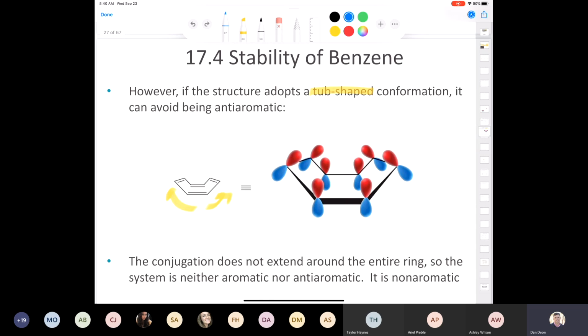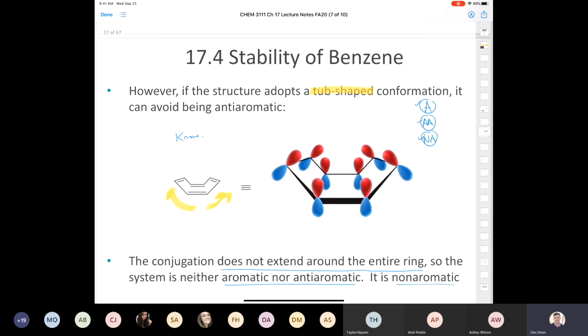So what that means is that you might have overlap here and you might have overlap here, but because of this funky angle here, it won't be able to overlap properly. This is a specific example that you need to know: cyclooctatetraene. The conjugation does not extend around the entire ring, so the system is neither aromatic nor anti-aromatic. It is non-aromatic. Moving forward, we're going to see 3 types of aromaticity: aromatic, anti-aromatic, of which there are very few compounds, and non-aromatic. Most of the time, we're going to look at aromatics and non-aromatics, but we will see anti-aromatics as well.